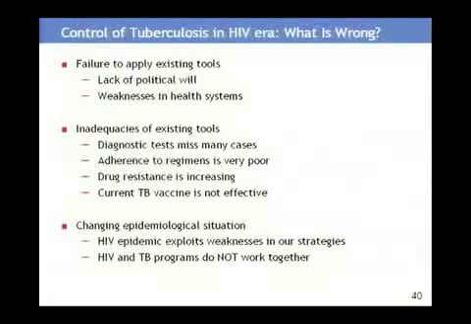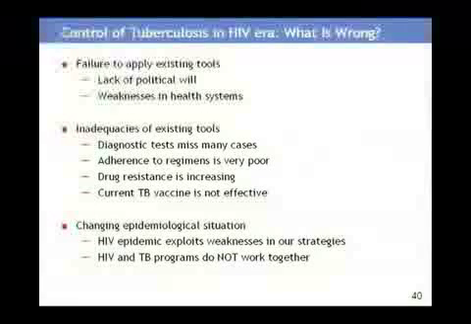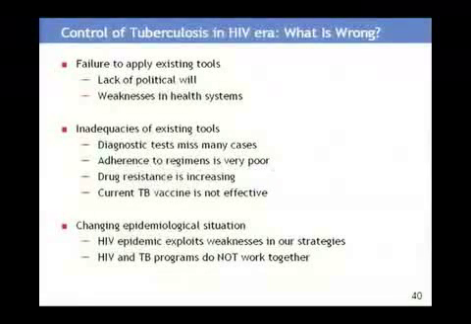HIV tremendously changes the epidemiologic situation, and it exploits all the weaknesses in our current TB control strategies. And most importantly, as I mentioned very briefly earlier, and you'll hear more about this, HIV and TB programs do not work together. HIV patients are not tested for TB, and TB patients are not tested for HIV. This relatively simple measure would greatly decrease the time that TB patients were able to be transmitting in their environment.